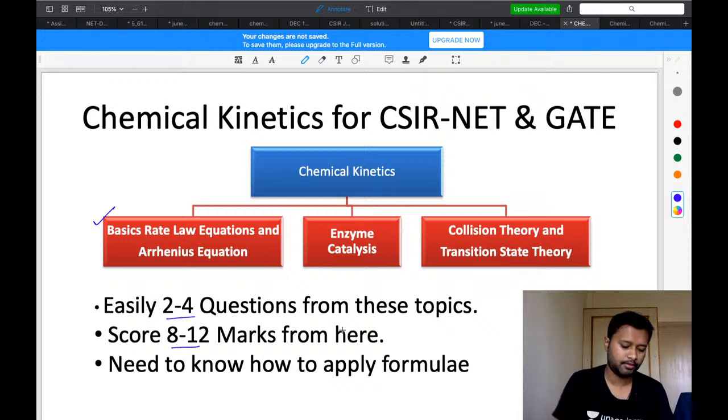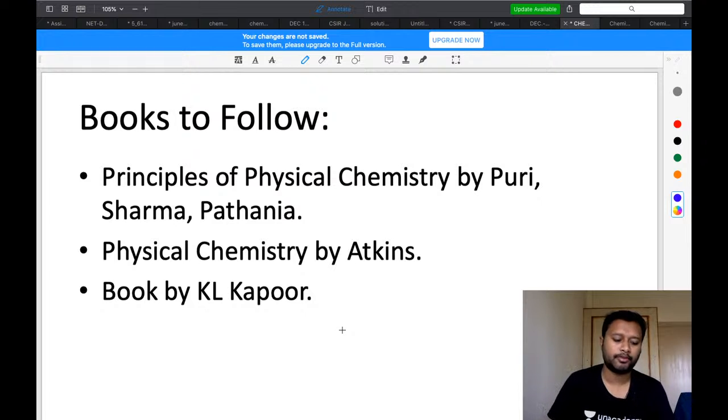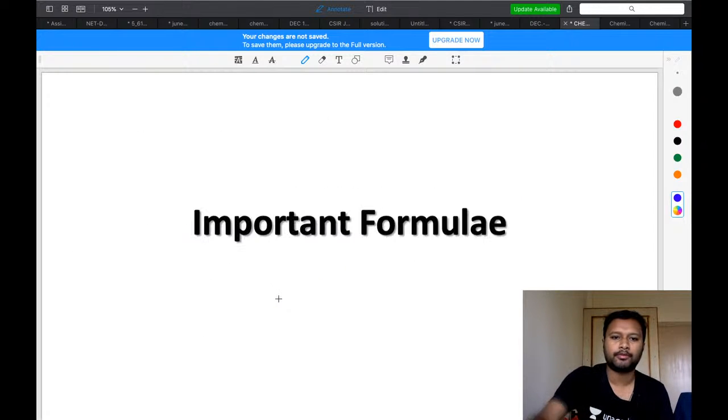Okay, so fine. We'll start the session now. Over here, which books are important to be followed? Basically, the book by Puri, Sharma and Pathania. That's a good book to follow for this particular topic. Apart from that, you can also follow Atkins. There's a book by KL Kapoor for your numericals, so for numericals you can go for this book. That's how you can prepare on your own.